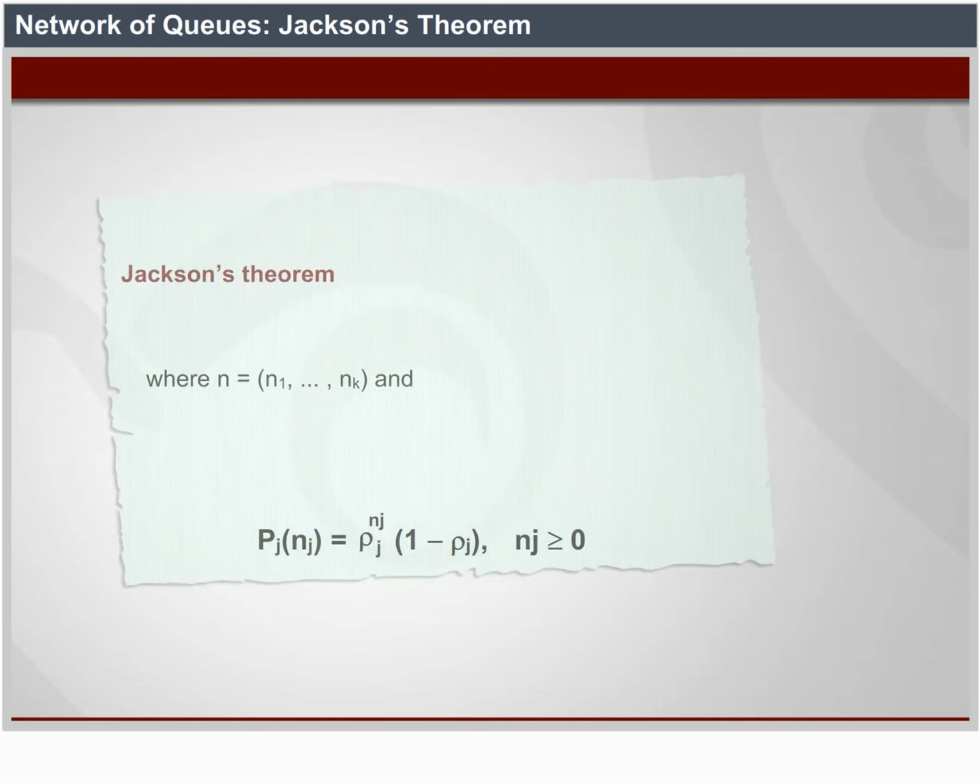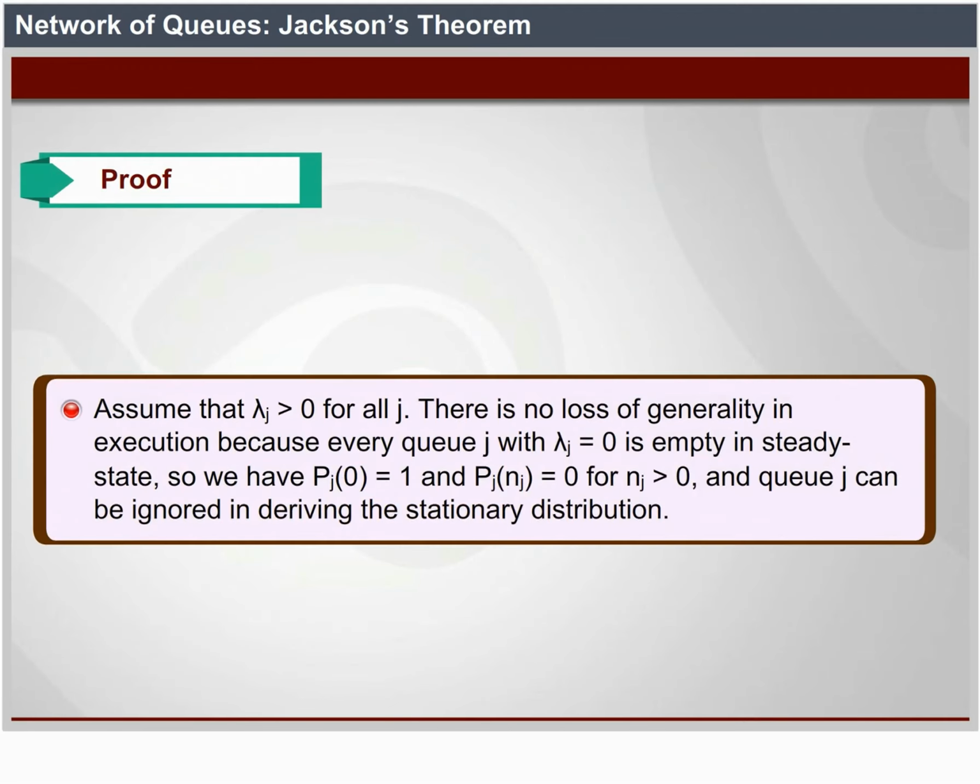Proof. Assume that lambda_j greater than 0 for all j. There is no loss of generality in doing so because every Q_j with lambda_j equal to 0 is empty in steady state.